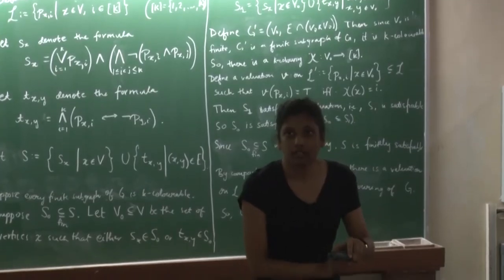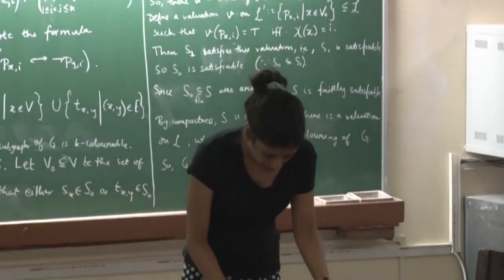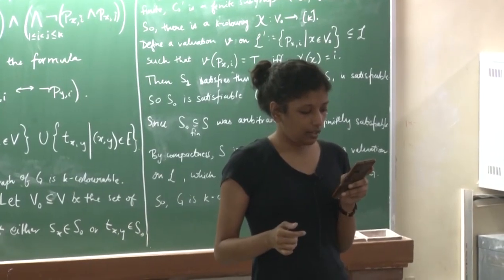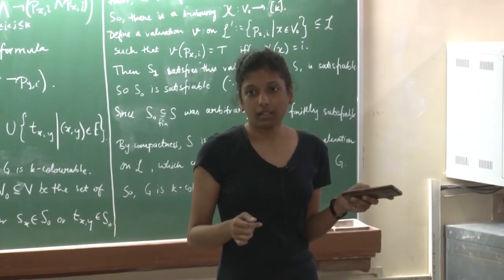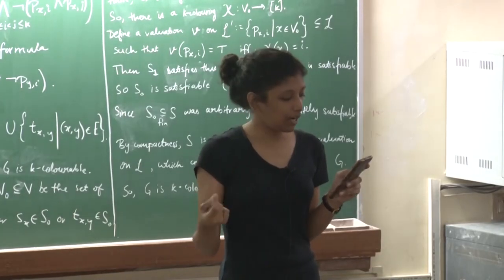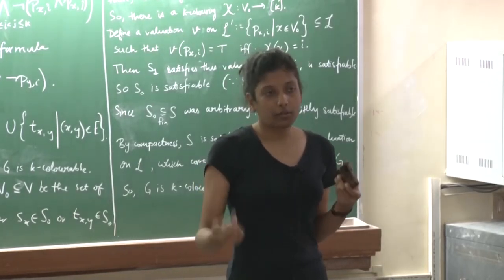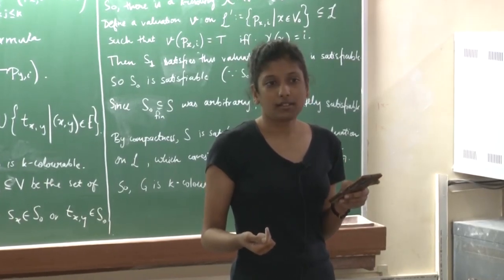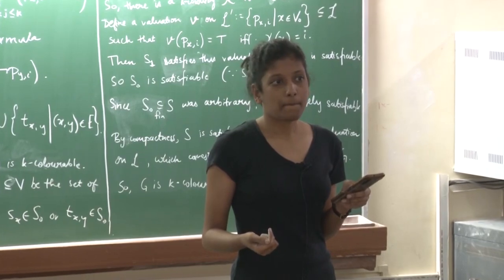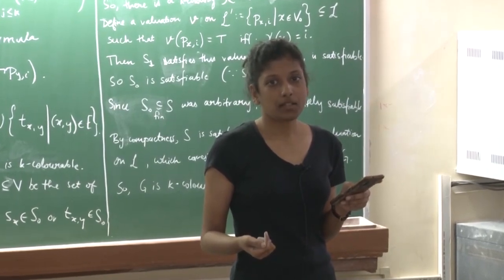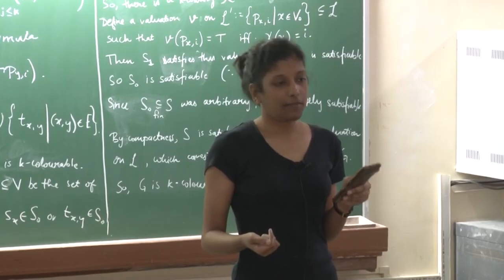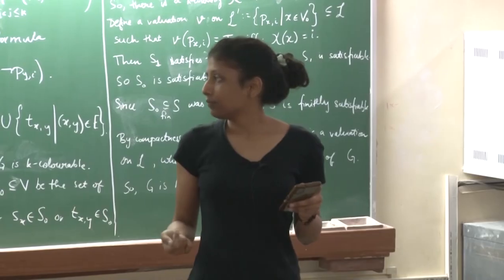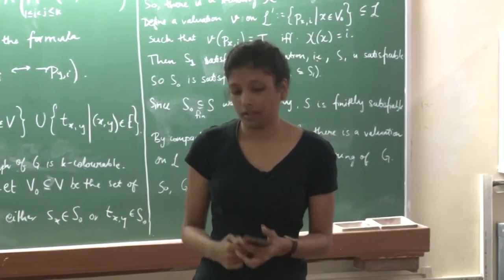So the question asks you to show that a graph is k-colorable if and only if every finite subgraph is k-colorable. And you have to show this using compactness. So is one side of this obvious? If a graph is k-colorable, every finite subgraph is k-colorable.